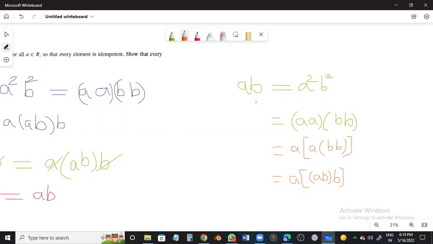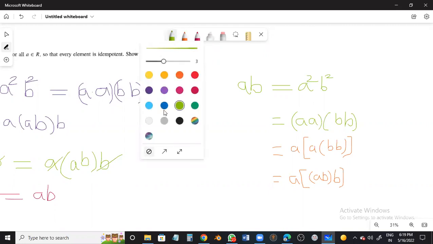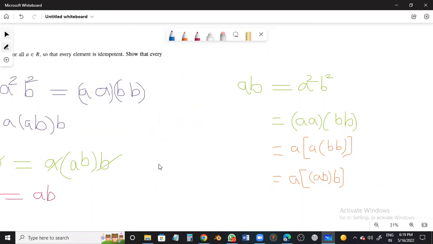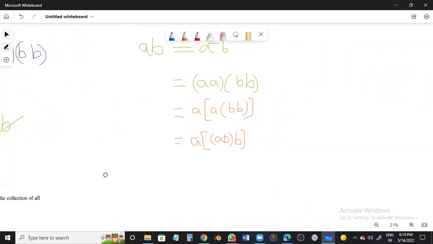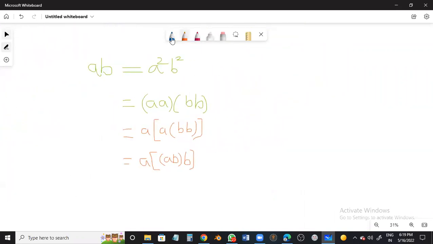So this was AB. Assuming A is idempotent, B is idempotent, I reach this. Now next what I'll do is, I'll say product AB itself is idempotent. So product AB is idempotent means what is going to happen? AB can be written as AB into AB.